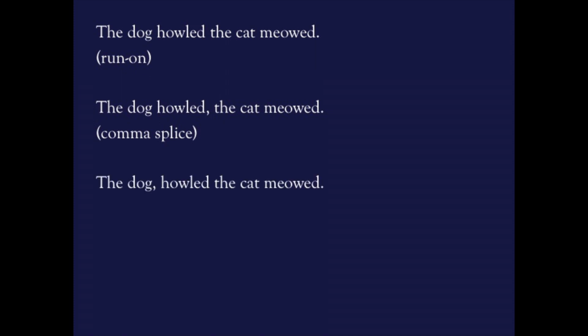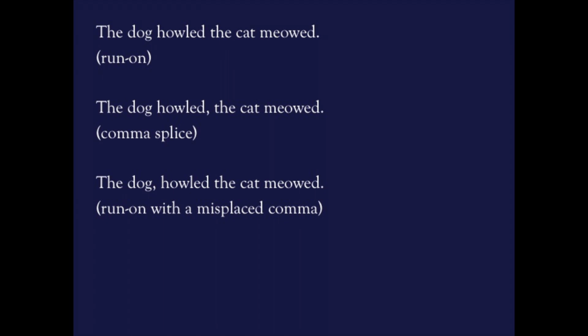If we look at this final example, we have the dog comma howled, the cat meowed. This example is a run-on because where the period could go, we have no punctuation. We do have a misplaced comma on there, but again, a comma splice is not a misplaced comma. A comma splice occurs only when a comma is used where a period could go.